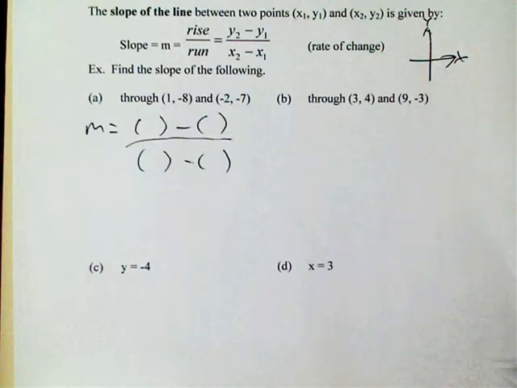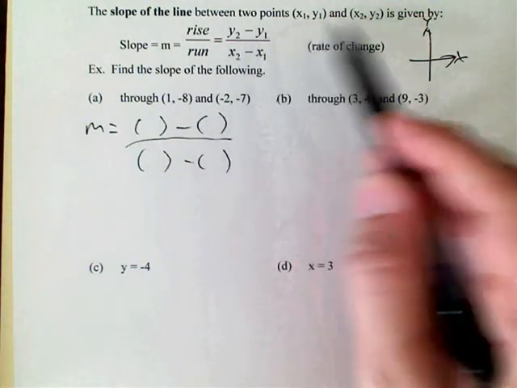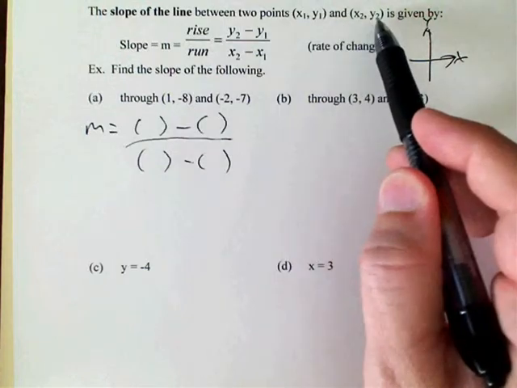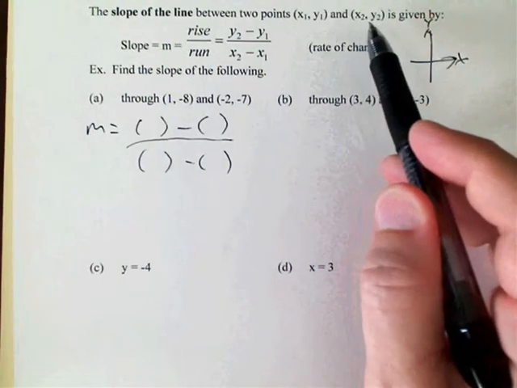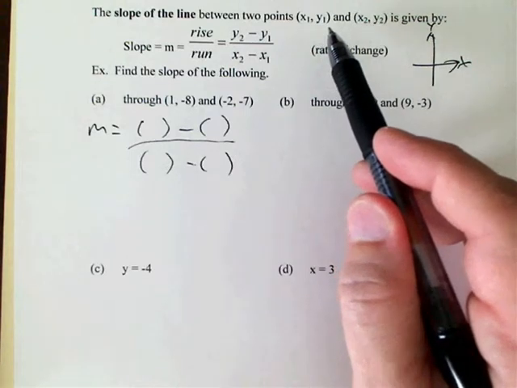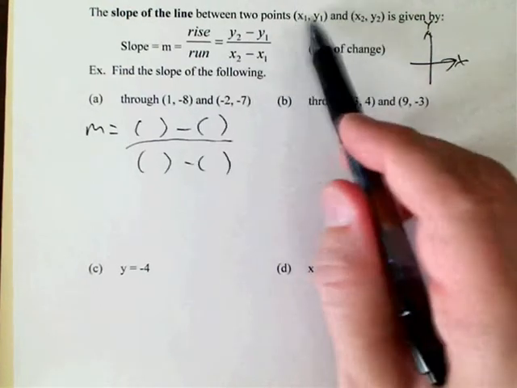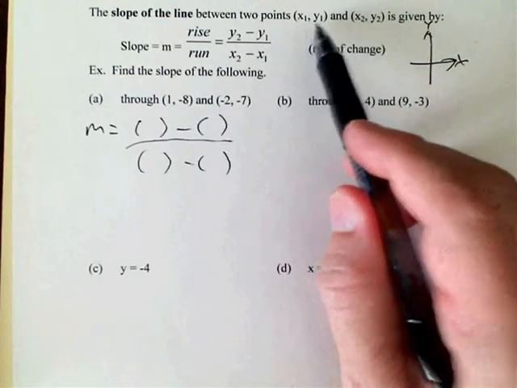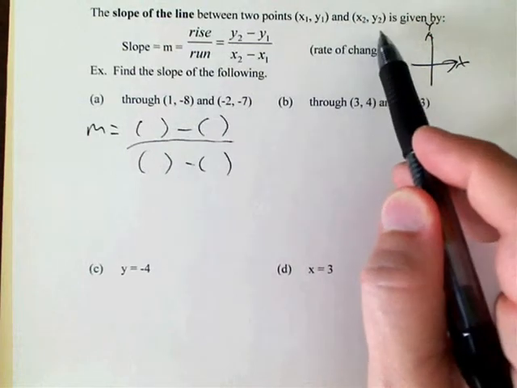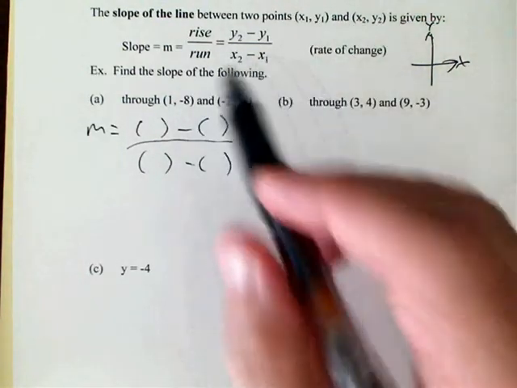Now, it does not matter which one you call y2, y1, and by the way, the reason why we have those subscripts is because all points are of the form x comma y. We don't want to start changing variables like a comma b and c comma d. It's always best to use x's and y's. These ones mean this is our first point, and these twos mean this is our second point. It does not matter which one you call which, but you've got to stay consistent.